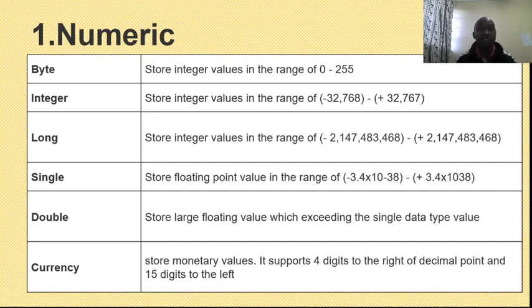We have byte, which stores integer values in the range 0 to 255. We have integer, which stores values in the range shown. We have long, which also stores integer values in the range shown. We have single, we have double, and also we have currency.